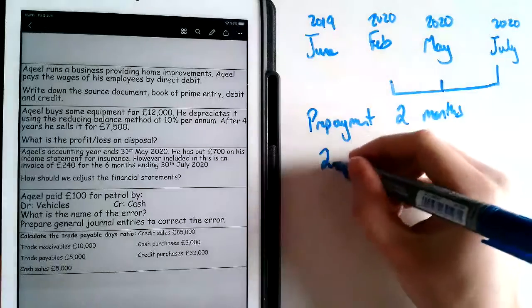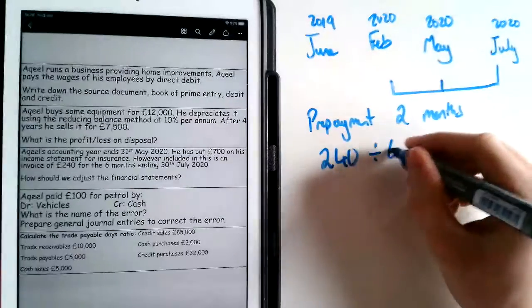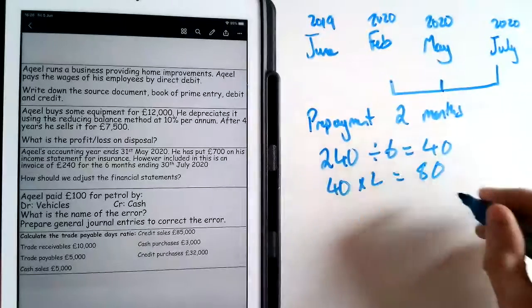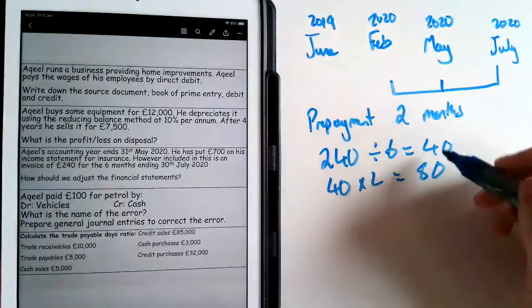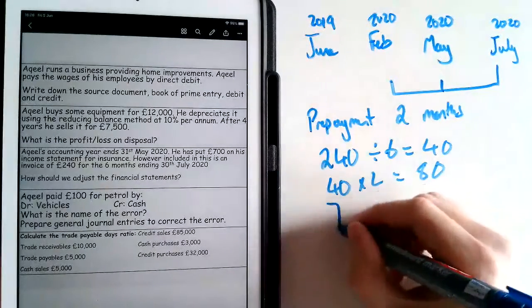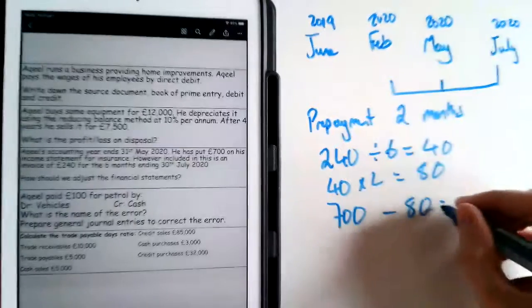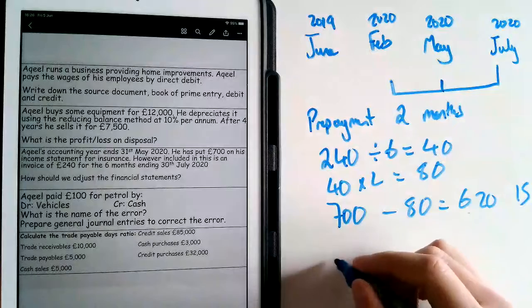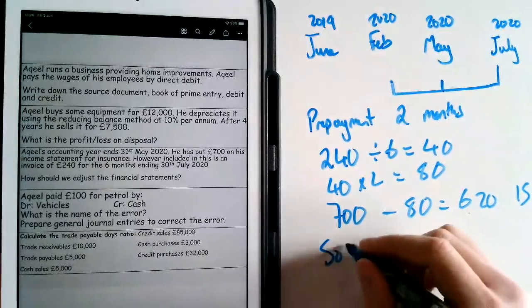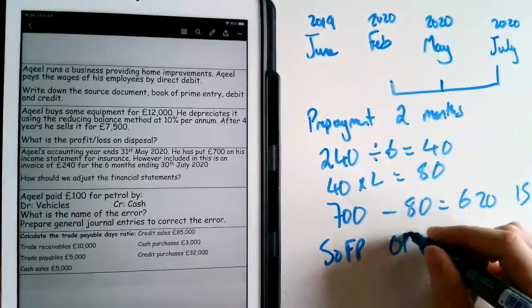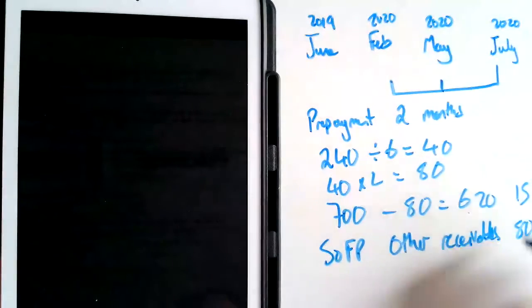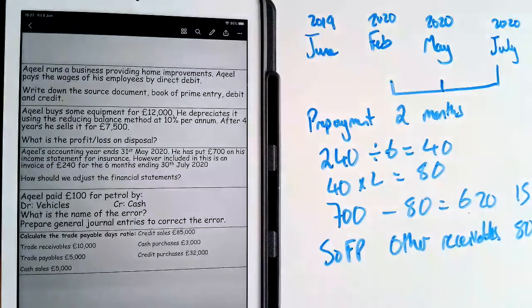So first of all, work out how much 1 month is. 240 divided by 6 is £40 per month. 40 times 2 is £80 prepayment. So that £80 shouldn't have been paid this year. So you do £700, take away the 80, get 620 on the income statement. And then on the statement of financial position, that £80 would be other receivables because it's money we are owed. We gave that money too early, so if we ask for it back, that's money that's owed to us.